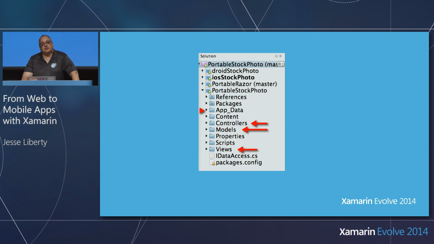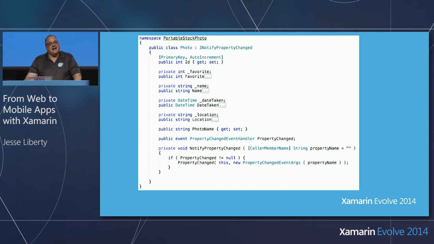My Xamarin Studio solution has, as I said, a portable class library, portable stock photo, which has the same structure as my MVC application. So I have a models folder, a views folder, a controllers folder, and once again, a data folder. If we look at the model, you can see that the photo class is absolutely identical. Copy and paste from my MVC application into this application.